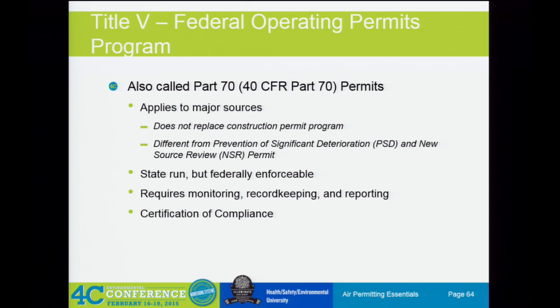So Title V refers to federal operating permits, the federal operating permit program. Sometimes they're also called Part 70 permits based on the federal regulation that they fall under. It applies to major sources. That's the federal requirement. It does not replace the construction permitting program, and it is completely different than the PSD and new source review permits. They are state-run but federally enforceable. So the states issue the Title V permits, but it's important to know that they are federally enforceable. So if you are in violation of federal regulations or of your permits, it's the EPA that can come and issue the citations.